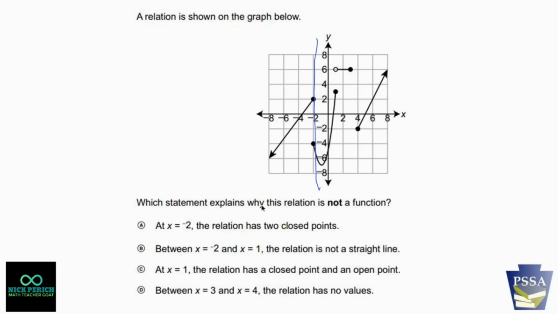So, why is this not a function? I know in my head it's not a function because at x equals -2 it hits 2 dots. So at x equals -2 the relation has 2 closed points. There you have it.